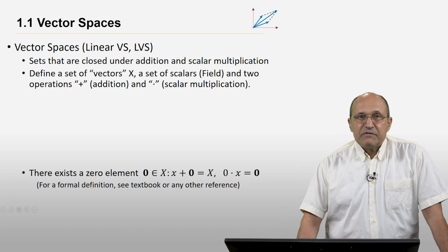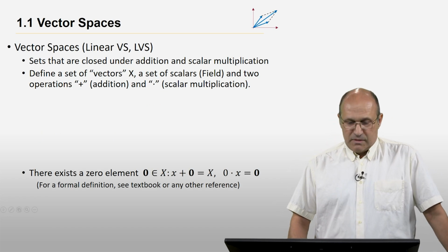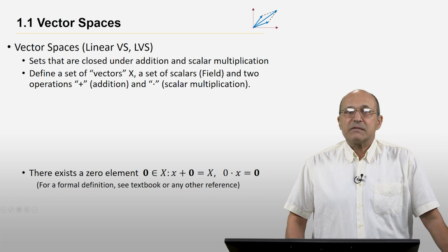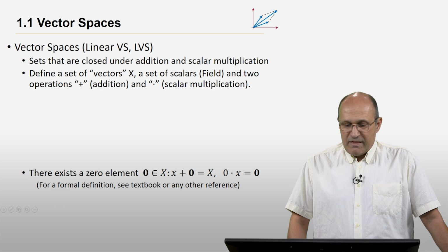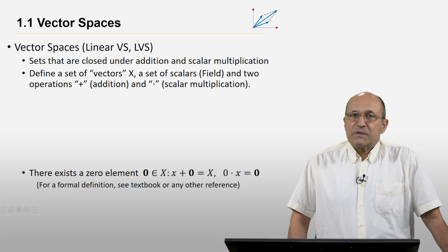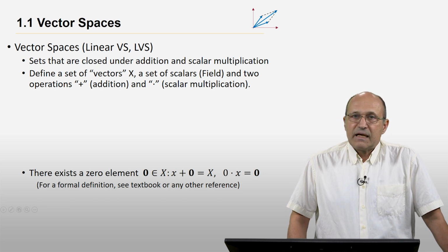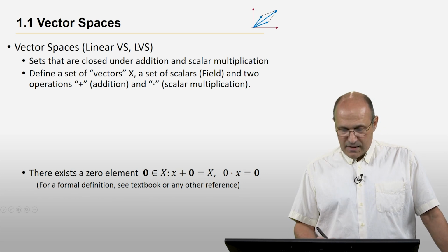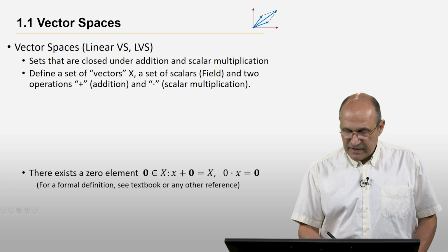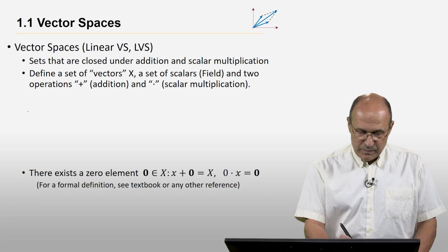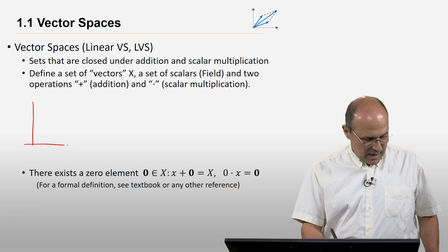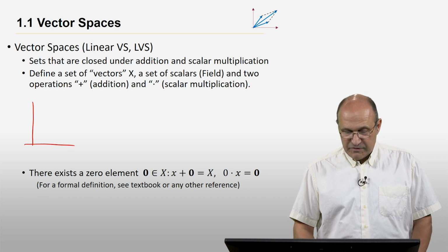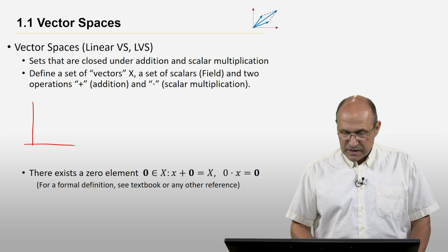We begin the definitions with the vector spaces, linear vector spaces. What do we mean by that? It's a set which is closed under addition and scalar multiplication. It may sound strange or vague, but that's the way it should be because it represents a lot of different applications, a lot of different objects.